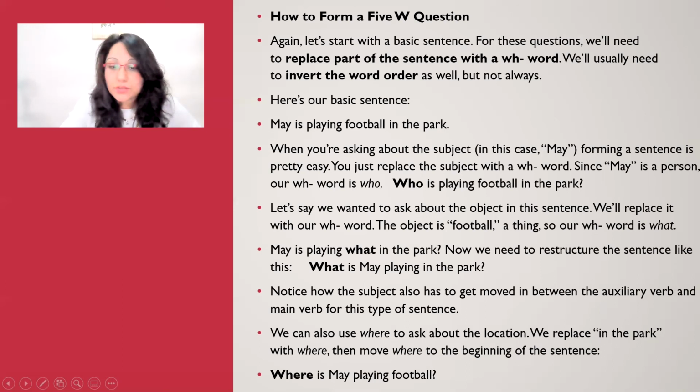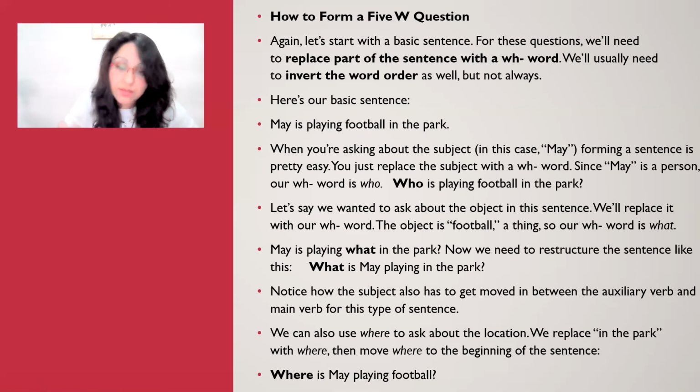So the sentence is this one: May is playing football in the park. Like it says, we can replace in the park with where. So, May is playing football where. This is what you have to do. And then you have to put your subject, which is May, after the auxiliary. So the question becomes, where is May playing football? That's how you're going to make your question when you're asking about the place.